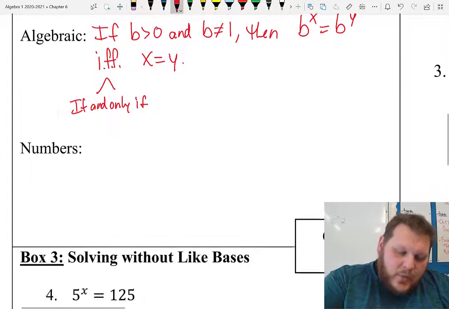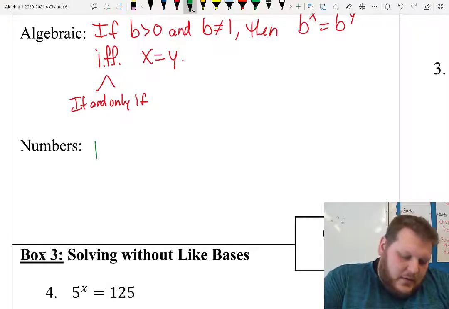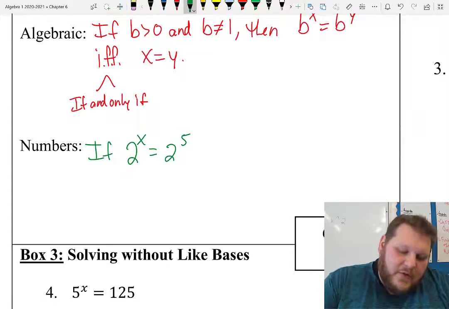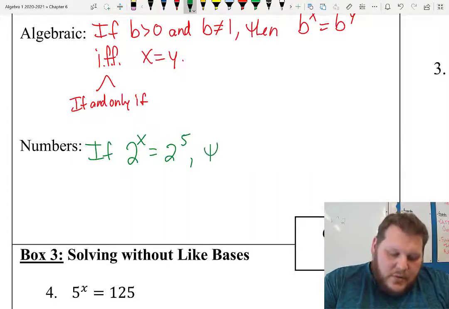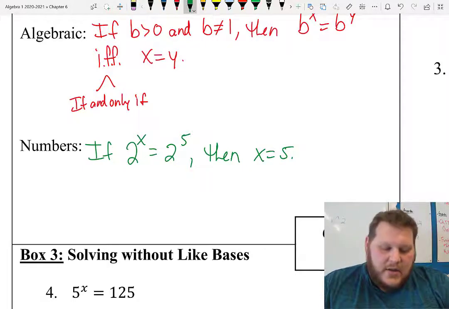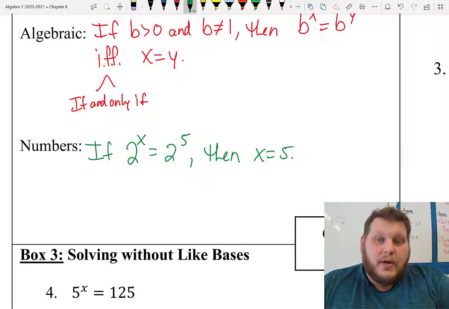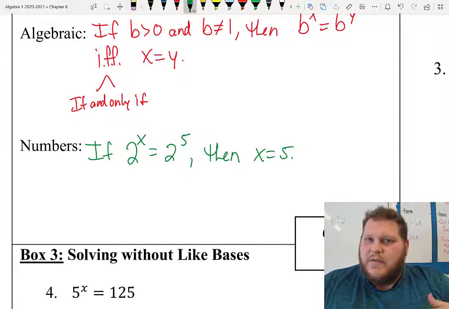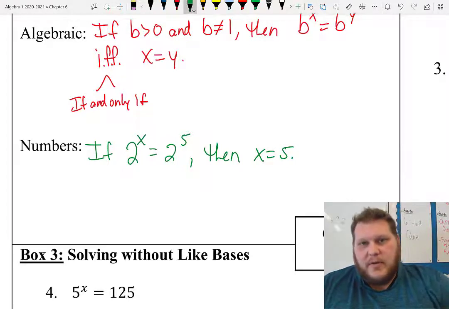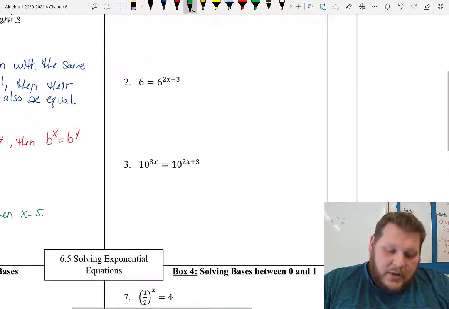So what that could look like with some actual values put in there, we could say that if 2 to the x power equals 2 to the 5th power, the only way that that's true is if x equals 5. And that's really the crux of what we're doing here. We're trying to solve these equations where if the bases are the same, or if we can rewrite our equations with the same base, then we can just focus on the exponents being equal to each other to be able to solve for whatever my variable is. So that's what we're going to go ahead and do in box 1.